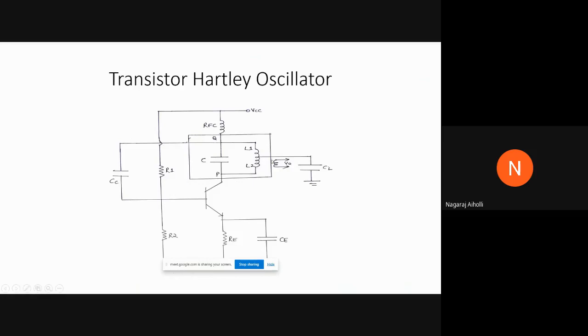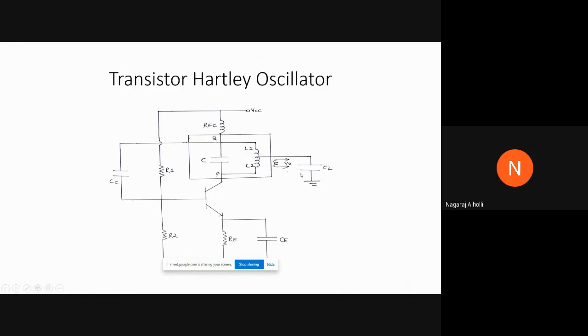And we are having a transformer connected at the output of the tank circuit, so that this transformer provides electrical isolation between the output of the oscillator and the load. And one more purpose of the transformer is that it provides impedance matching between the output of the oscillator and the load. These are the two functions of the transformer that is connected at the output of the tank circuit.